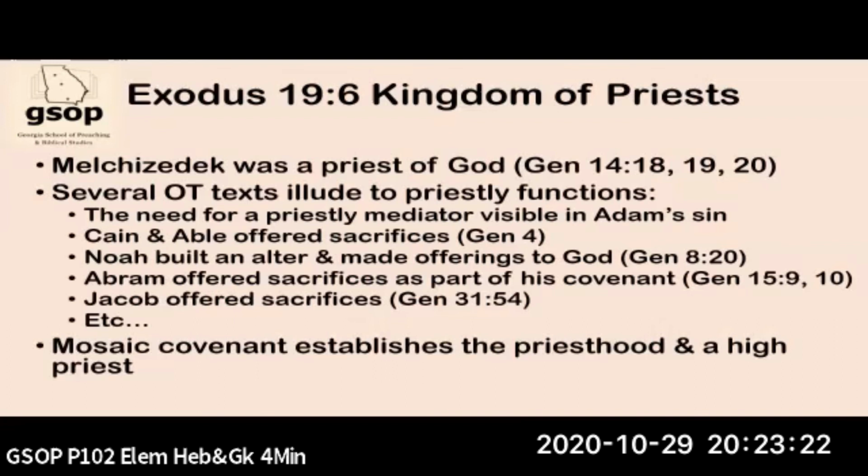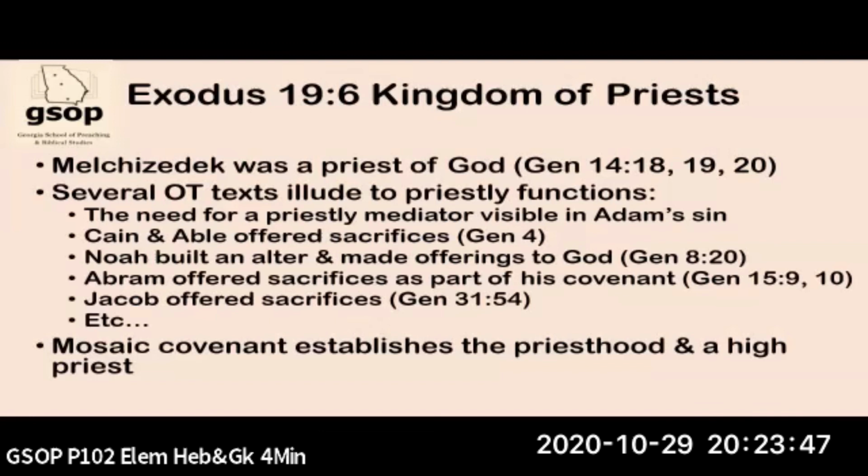Because of Adam's sin, Cain and Abel offered sacrifices, as we mentioned in Genesis 4. Noah built an altar and made offerings to God in Genesis 8:20. That's a priestly function as a patriarch. He's not called a priest, but he's called a preacher. A priestly function is really referring to the service and those functions that he did.